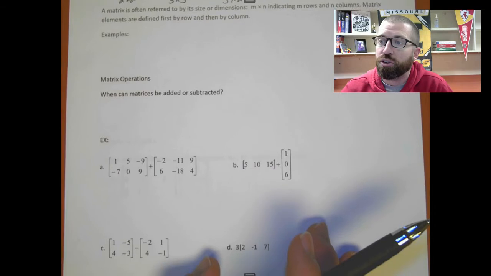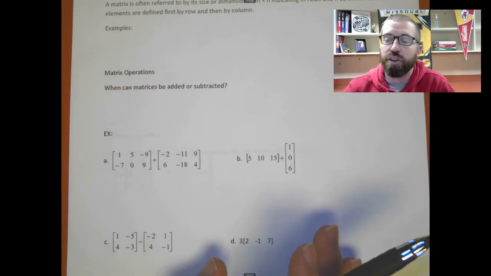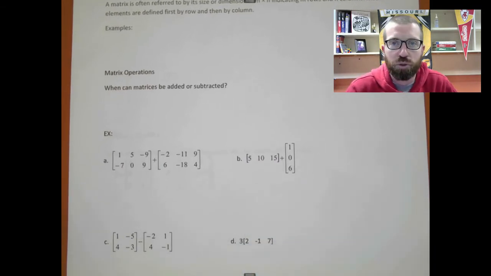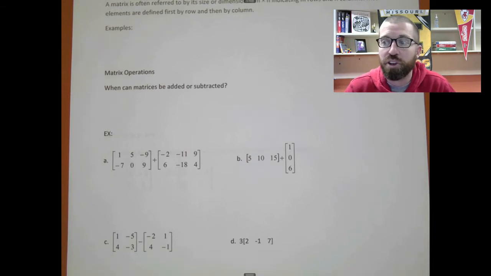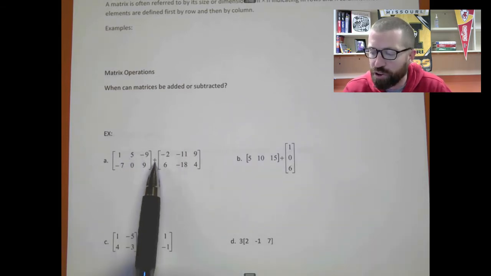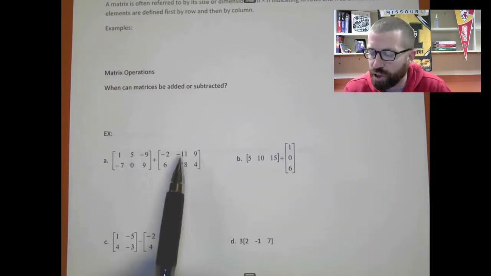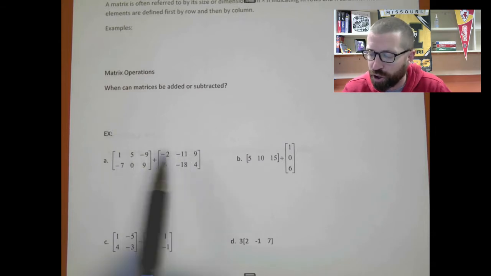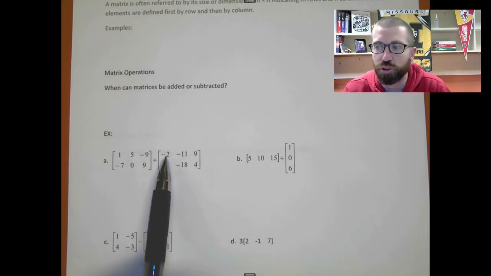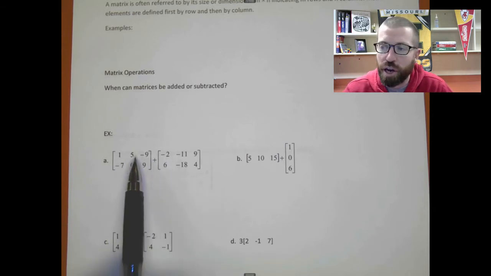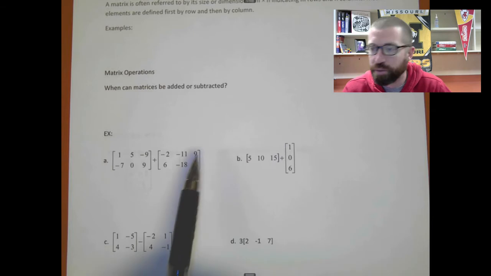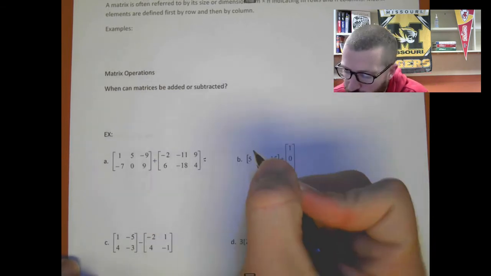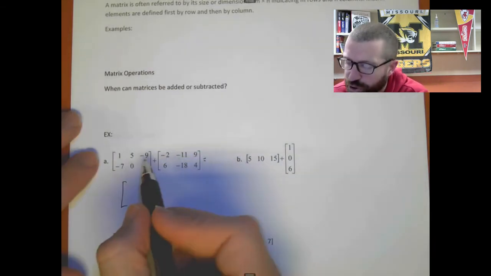So matrix operations, we'll talk about addition and subtraction, and then scalar multiplication, and then actual matrix multiplication later. With addition and subtraction, it follows your intuition, what you would guess you would do. On example A, when you add these matrices, you're going to add each of the elements that correspond. The top left is going to combine with the top left, top middle with the top middle, top right with the top right. When you follow that pattern, it will create a matrix that is the same dimension.